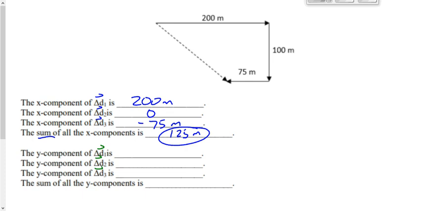How much of this first vector, 200 meters to the east, is y component? What is it? 0. Yeah, it's all horizontal. How much of that 100 meters is y component? Negative 100, because it's going downward, right? We have to pay attention to the direction here now. It's negative 100. How much of that third one is y component?